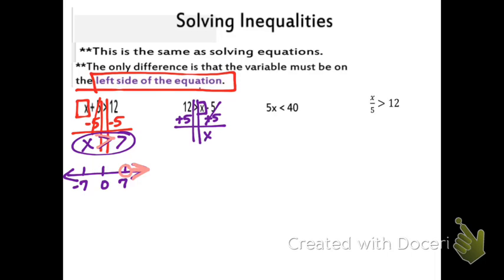So we have x left over there. And then that's a greater than, and 12 plus 5 is 17. So 17 is greater than x. That's our solution. Now let's draw our quick graph.